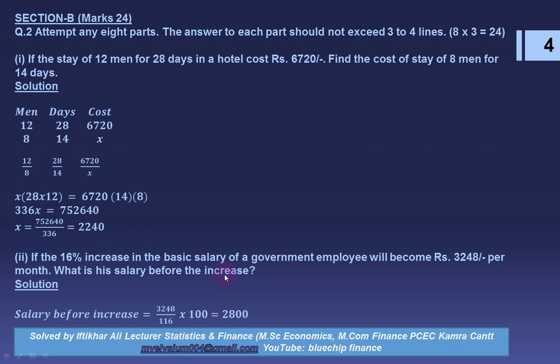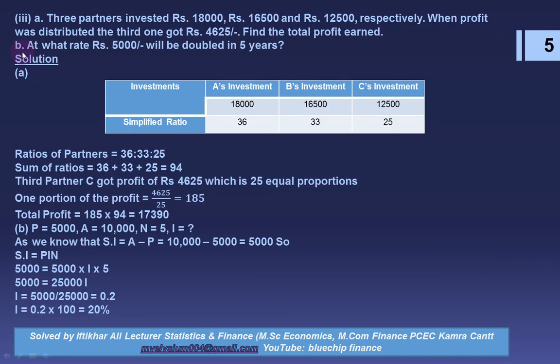First of all, after the 16% increase the salary becomes 3248. So it means this 3248 is not equal to 100 equal portions, but rather 116: 100 represents the basic salary and 16 represents the increase. So this 3248 is equal to 116 equal portions. If we know the one portion, we simply multiply with 100 to get the basic salary, and answer is 2800.